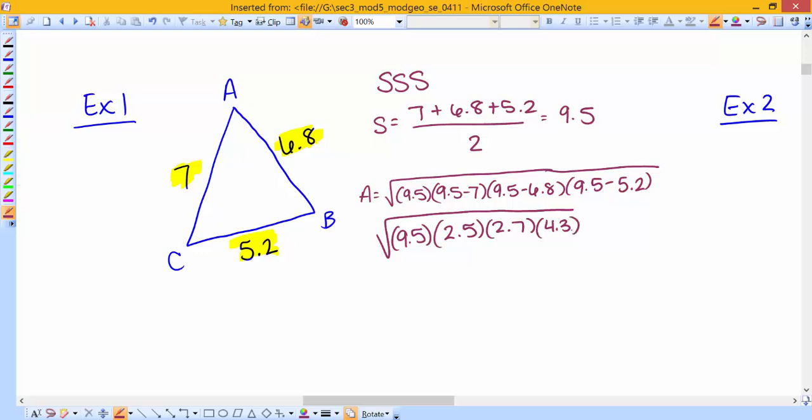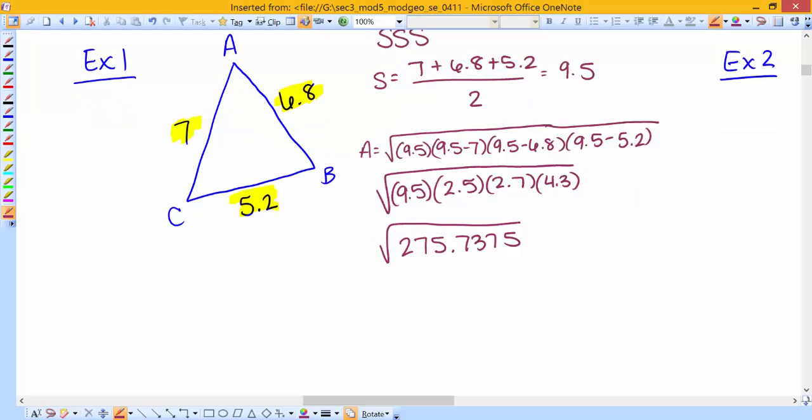Now I'm going to multiply all 4 of those numbers together. 9.5 times 2.5 times 2.7 times 4.3. Please be careful when you're plugging it in. You don't want to make an error and accidentally hit the wrong number, so pay attention to your precision and accuracy with typing in your numbers. When you multiply all 4 of those together, I get 275.7375. That's where the decimal ends.